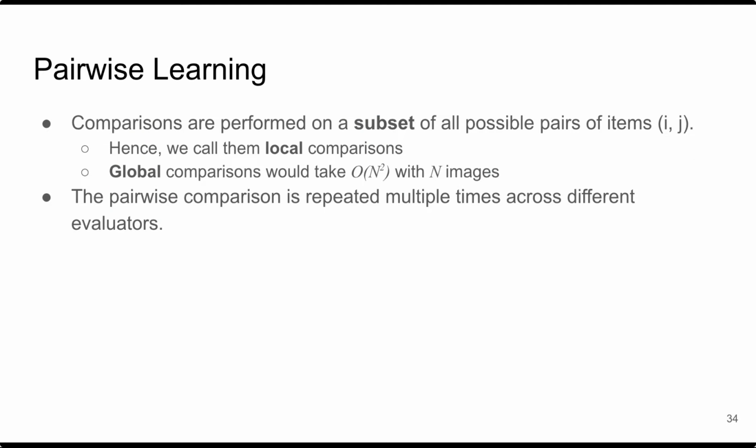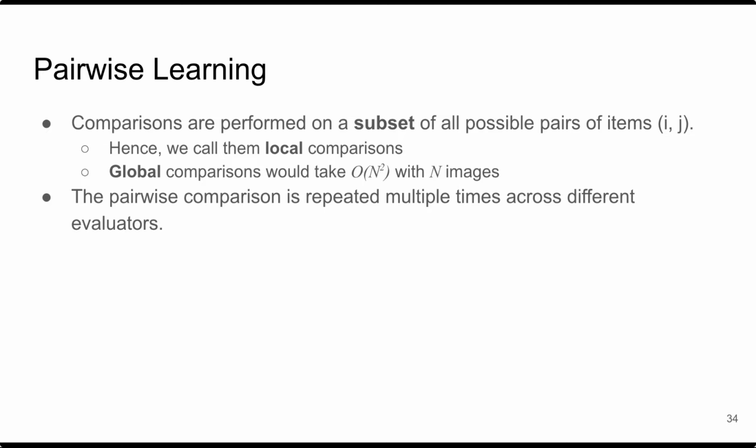Typically, these types of comparisons are made on a subset of all possible pairs. We call these ratings local comparisons because they compare an item I to an item J. The reason this cannot scale as well as the single stimuli is that to gather and curate all the possible ratings, one would have to create O of n squared pairs and basically rate these images with multiple human subjects.